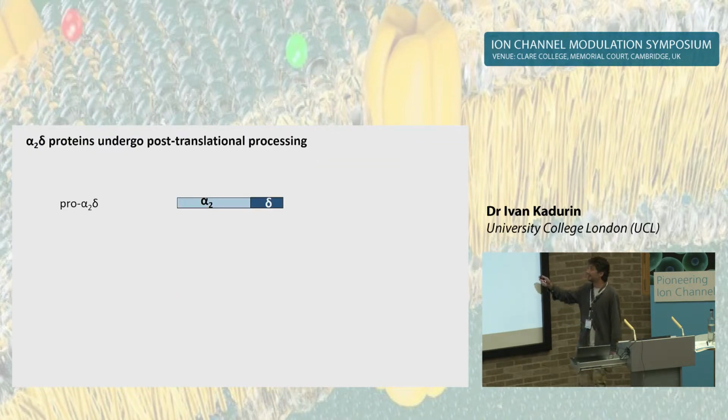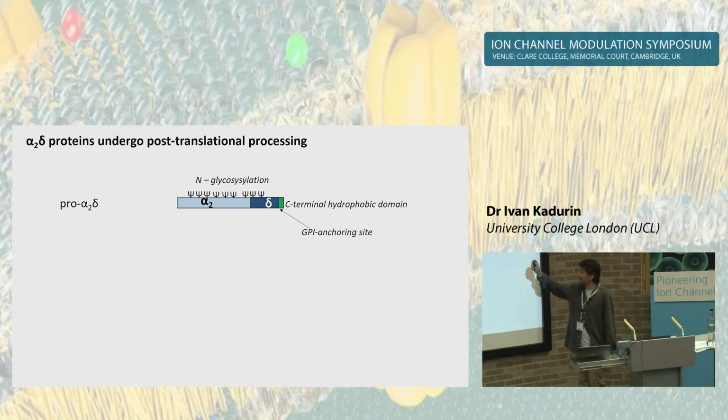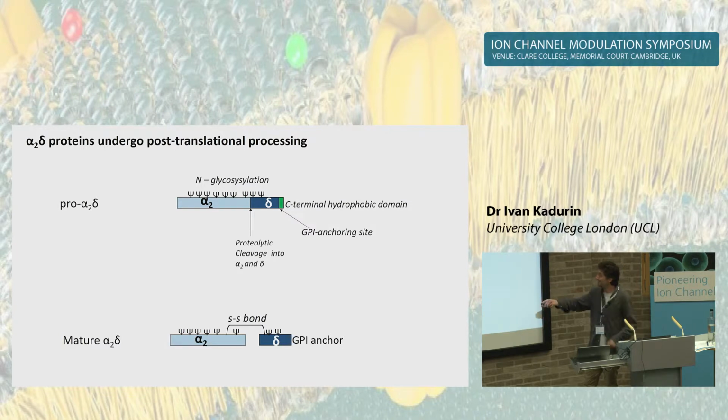Another thing worth knowing is that alpha-2 delta is a highly post-translationally modified protein. It is glycosylated. It has a C-terminus that is cleaved off and replaced by a GPI anchor; our lab was the first to show that mechanism. It is also post-translationally cleaved into alpha-2 and delta parts that remain associated by disulfide bonds. So you have this extracellular protein sitting on top of the channel that is modified so heavily.